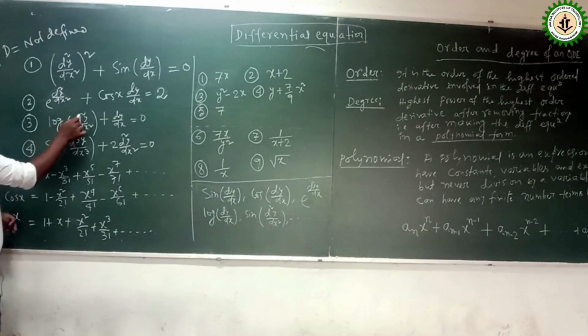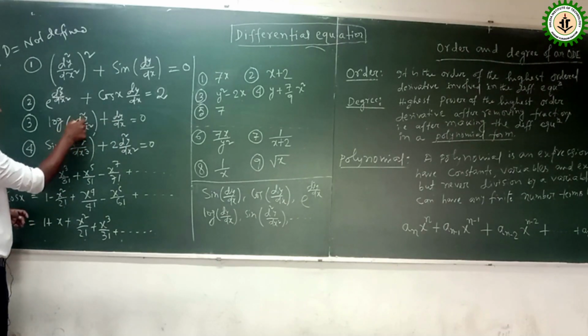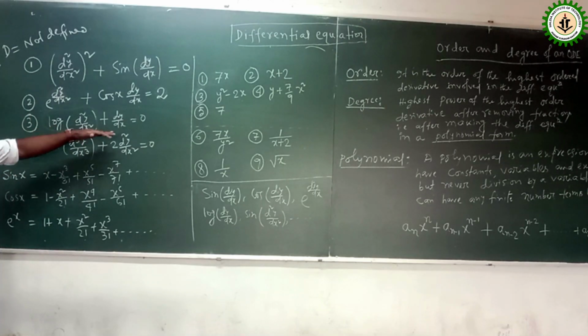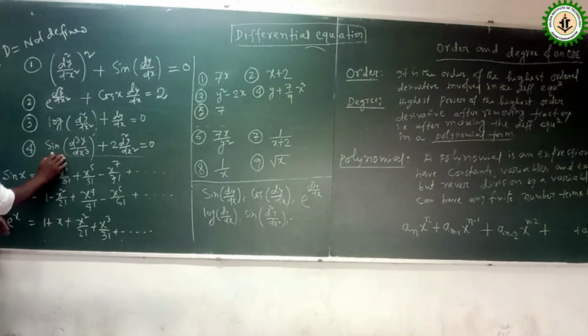Similarly, log d3y by dx cube plus dy by dx, the order of this differential equation is 3, but the degree is not defined because there is an infinite number of terms within this expression. If you break log x, then you will get an infinite number of terms. But for degree, that expression must have a finite number of terms. So in this way the degree of this differential equation is not defined, but the order of this differential equation is 3.